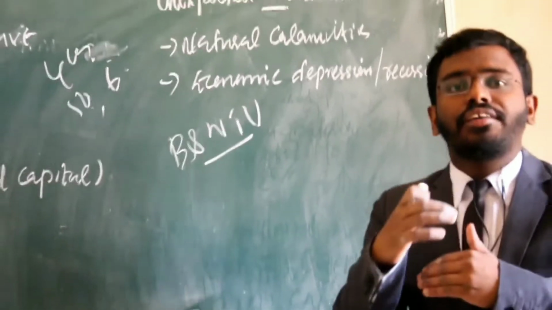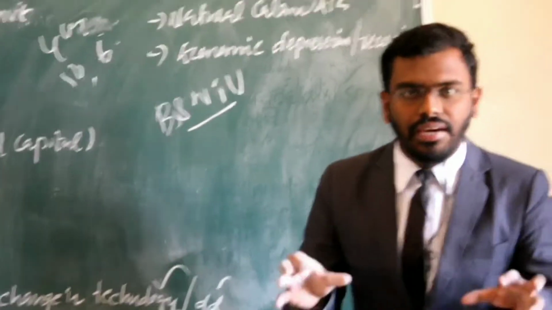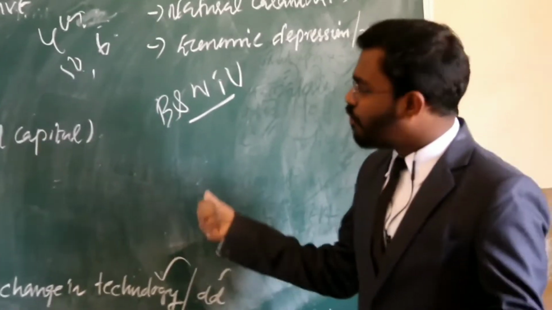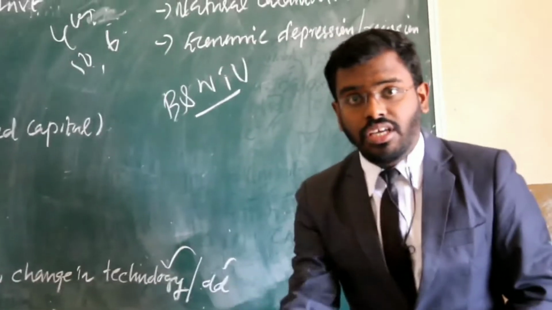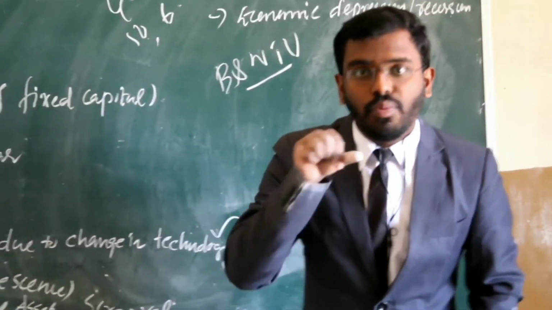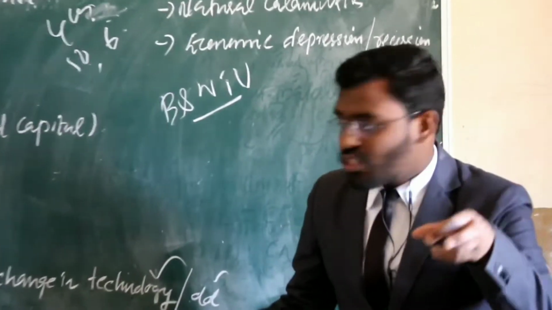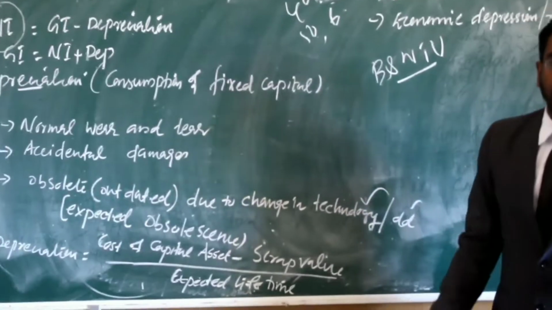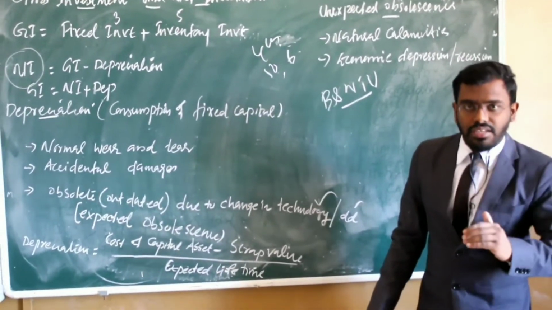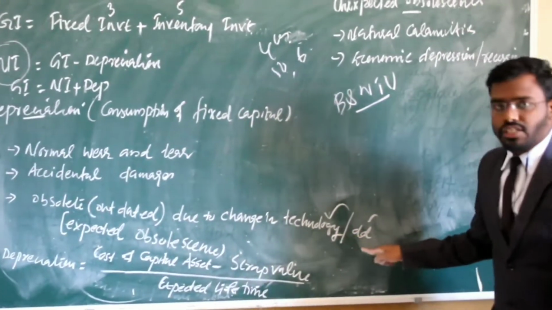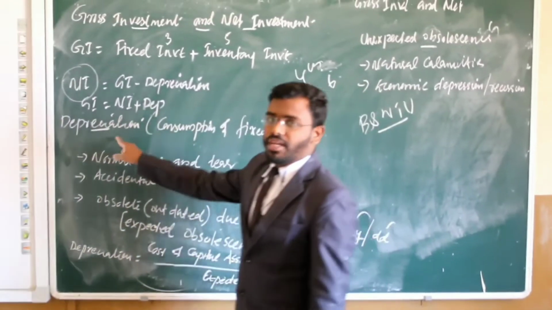So they have the machinery for producing this black and white TV. And when the color TV is introduced into the market, what will happen? The demand for black and white TV will decrease. Automatically, the value of the machinery used for producing it will also decrease. So that is known as expected obsolescence. When the value of an asset is decreased due to change in technology or due to change in demand, that is also a reason of depreciation.